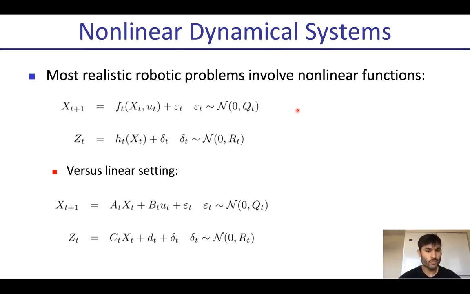In the linear setting, essentially this function f_t, the dynamics, has just the form of a linear function: A_t times x plus B_t times the action. And the function that computes the measurement in the linear setting is just a linear function of the state. So h is essentially C_t times x plus D_t.